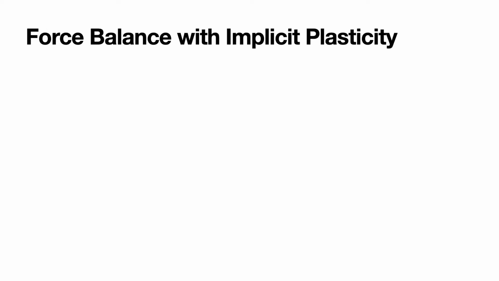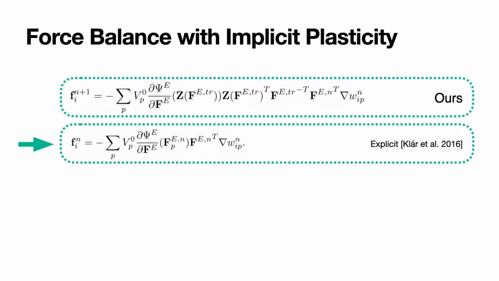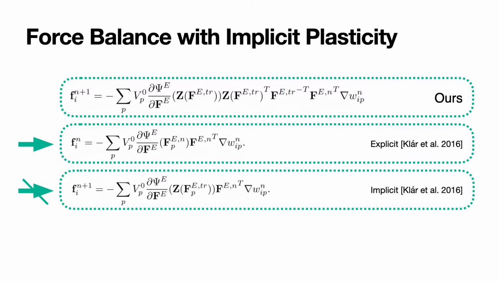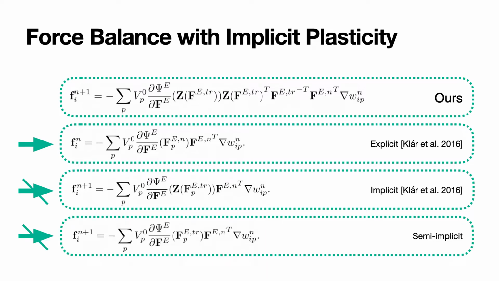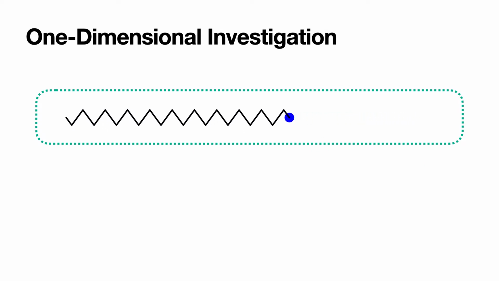Our formulation of internal force with implicit plasticity is as follows. Replacing the undetermined future states by the previous time step, we get the explicit force under plasticity, which was used in Clark et al. 2016. However, their implicit formulation extended from the explicit force is not equivalent to the force with our fully implicit plasticity. The force of the semi-implicit formulation is not equivalent to the fully implicit force either, where the elasticity and the plasticity are completely decoupled. Our variational model stems from a close investigation of a one-dimensional elastoplastic spring.